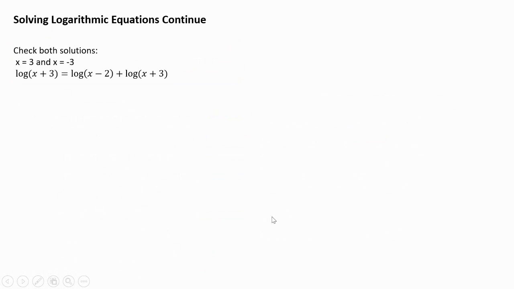A lot of my students will ask me, Mr. Isasi, do we have to check them? Yeah, you do. You have to check the answers because at times they're not solutions, like I'm going to demonstrate right now with negative 3.